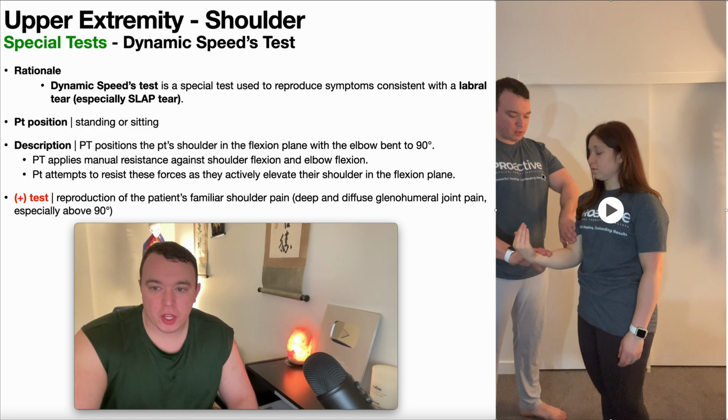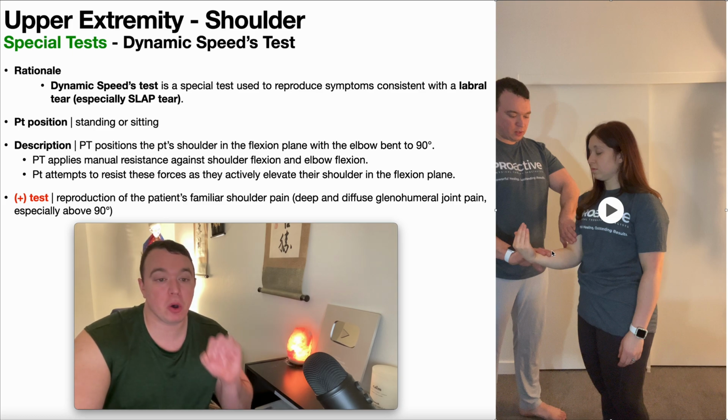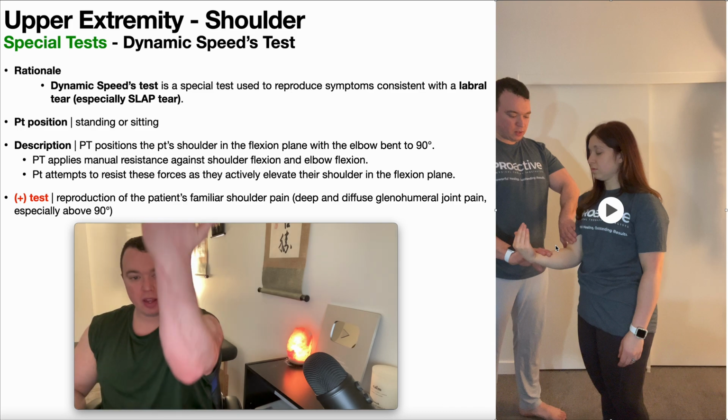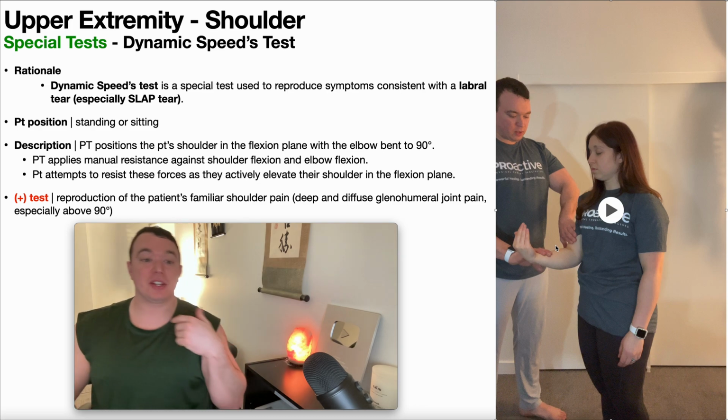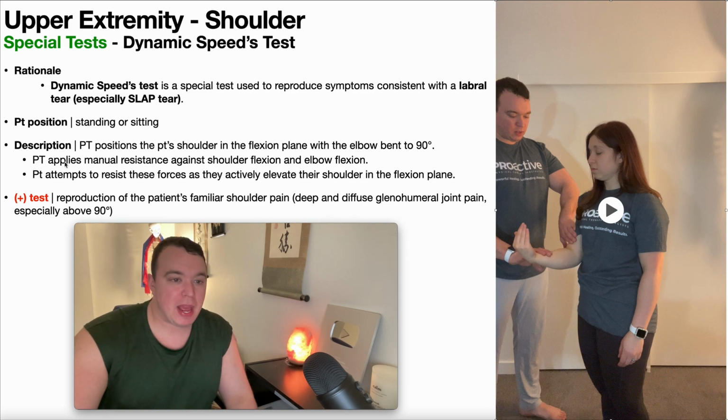Okay, so with my left arm here, I'm going to be resisting shoulder flexion, okay? With my right arm over here, I'm going to be resisting elbow flexion, and you're going to resist both those movements simultaneously. And what the patient essentially is going to do is they're going to attempt to keep their elbow bent to 90 degrees and elevate their shoulder like this in the flexion plane, okay? So the patient will attempt to resist those forces as they actively elevate their shoulder. So let's take a look at that right now.